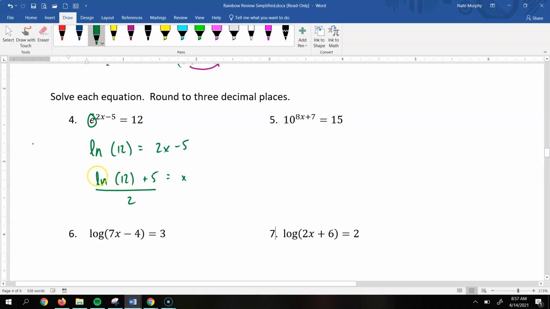Now, personally, what I'm going to do on my calculator is I'm going to type this in first. I'm going to take the natural log of 12 and then add 5. Make sure that after typing in, by the way, the natural log of 12, that you close it off with parentheses in your calculator.